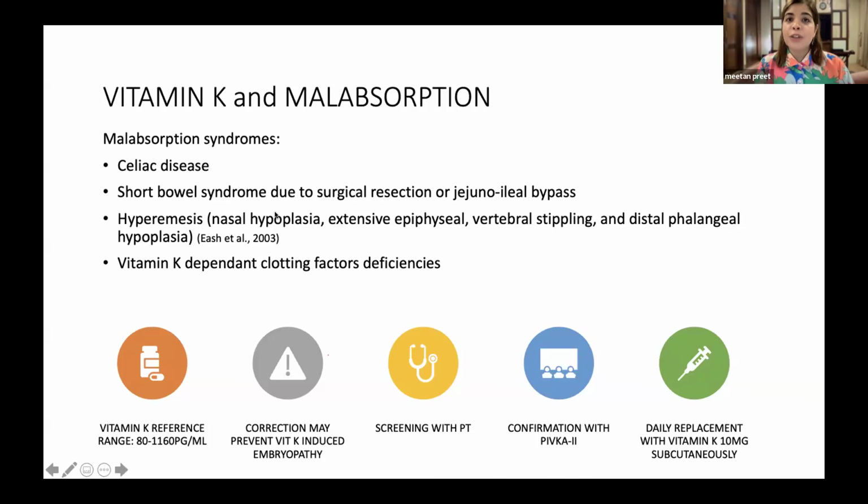And if the patient is suffering from a celiac disease or a short bowel syndrome, it may lead to Binder's face. A very important history that I think we should not forget is hyperemesis in the first trimester, which leads to decreased vitamin K levels, which may cause vitamin K embryopathy. And a lot of deficiencies which have vitamin K dependent clotting factors, protein C, protein S, may also lead to a similar Binder's face.